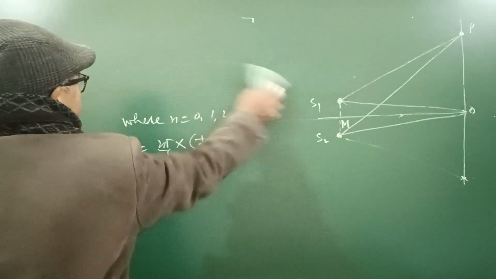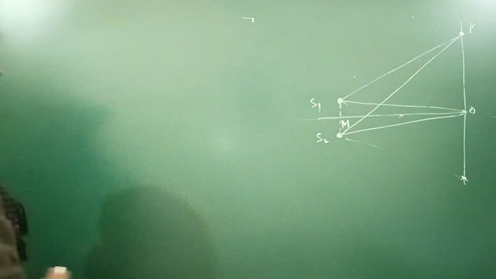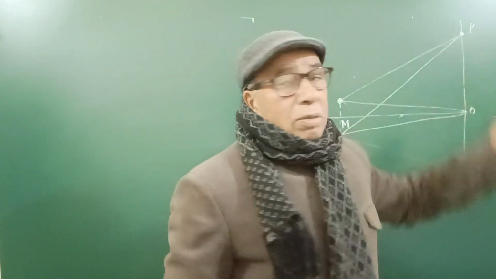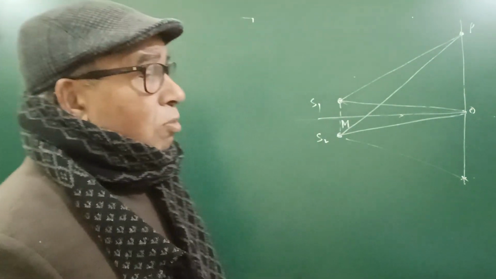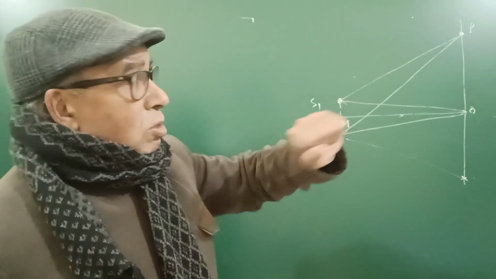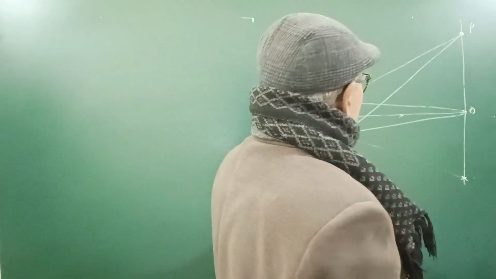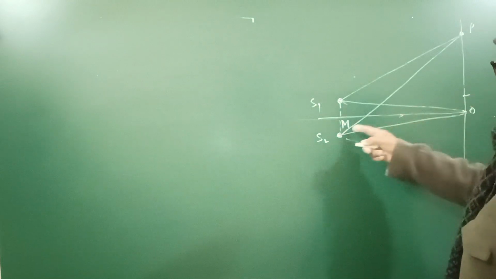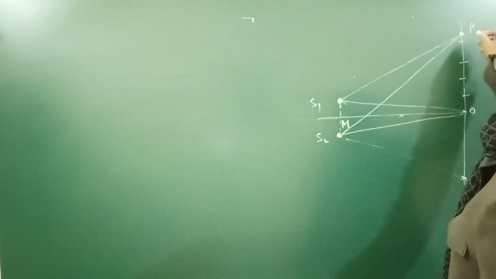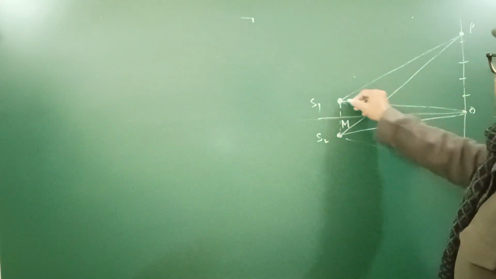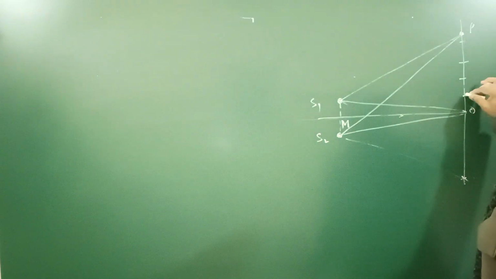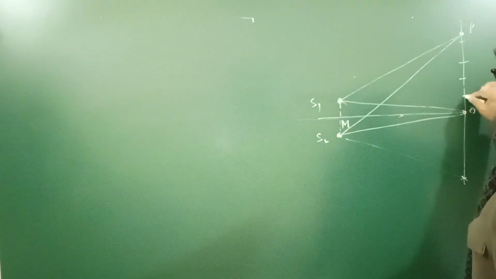So at every point P where the two waves meet with path difference n lambda, we get maximum. Suppose here is a maximum, then this is lambda, this is 2 lambda, 3 lambda, 4 lambda. So at these points you will get maximum. Now what will happen between this and this? Between the maxima there will also be minima, and intensity will be varying with distance.